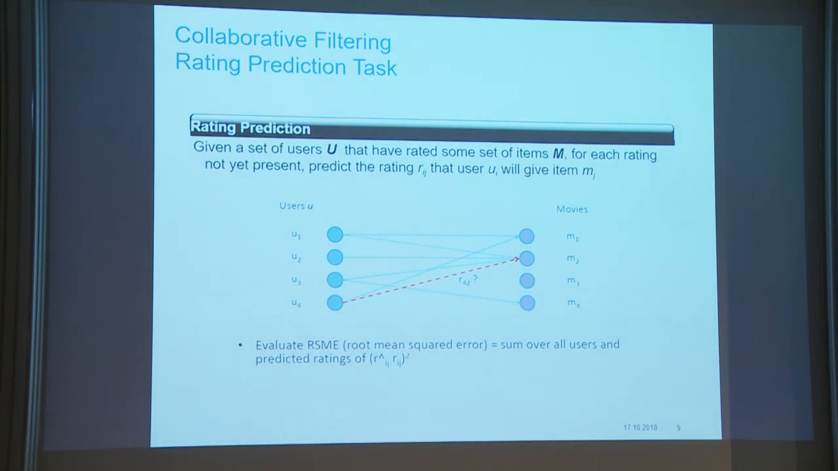Now, from a graph point of view, what we have here is a bipartite graph. On one side, we have the users. On the other side, we have the items, in this case, the movies. And the edges hold the rating that the user gave to an item. Usually, we define some loss function. The most popular one is root mean squared error, where we compare the actual rating with the predicted rating that our system gives. And of course, we try to minimize that.